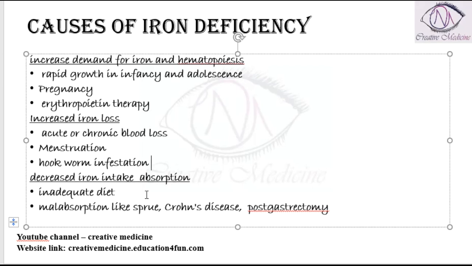Then there is decreased intake or absorption. Decreased iron intake or absorption is seen whenever there is less diet. When you take less iron in the diet, obviously there will be decreased absorption. Or if the patient is suffering from sprue or celiac disease or Crohn's disease or post gastrectomy states, even then the iron absorption is decreased.